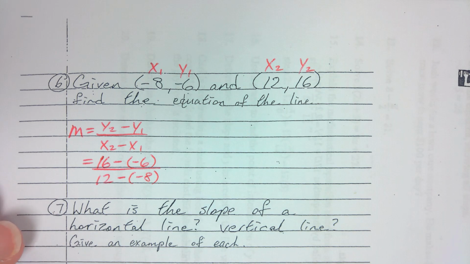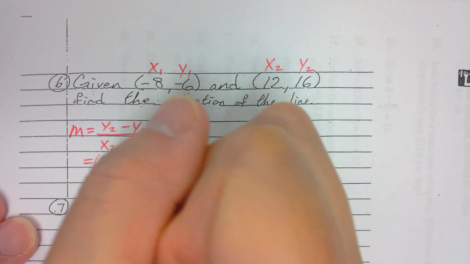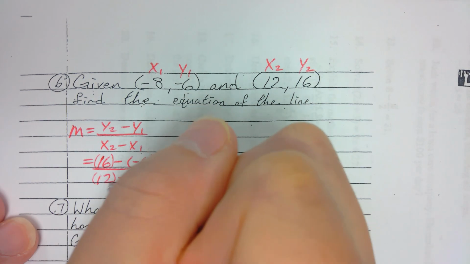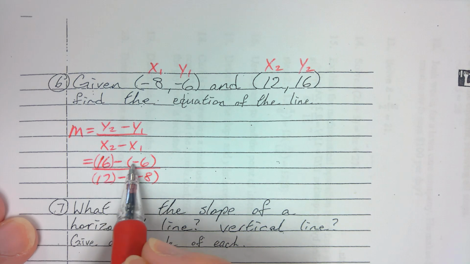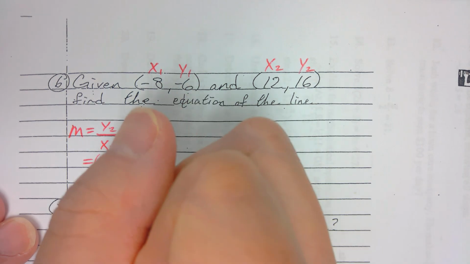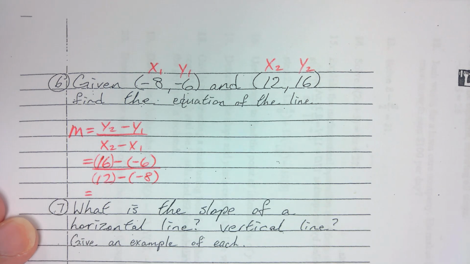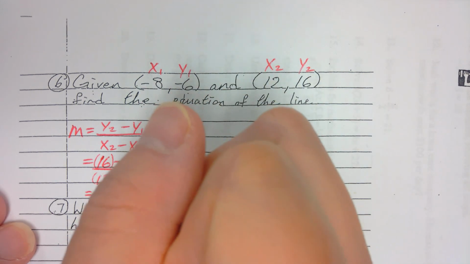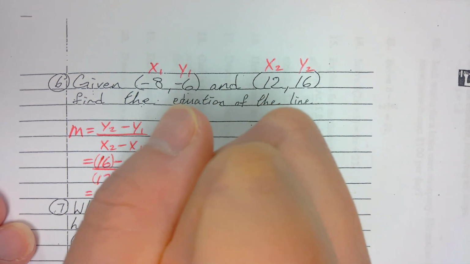Whenever you substitute, don't forget to put it in brackets, because then you can see the 2 negatives make it a plus. So, Alisa, what did you get? 22 over 20, which can be reduced to 11 over 10. Perfect.